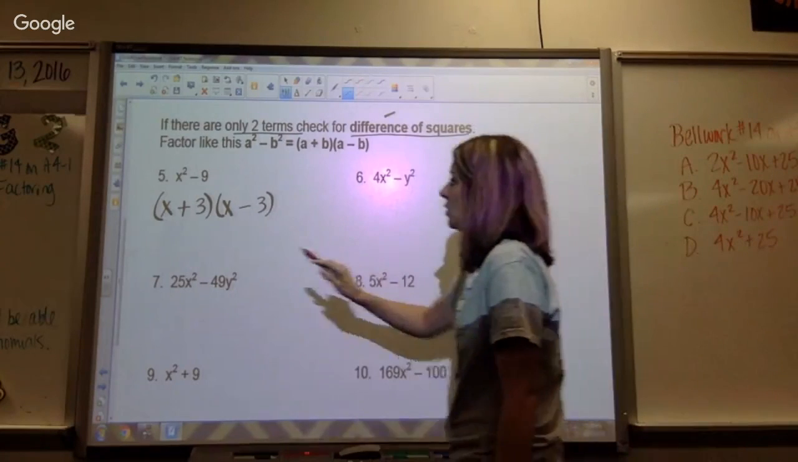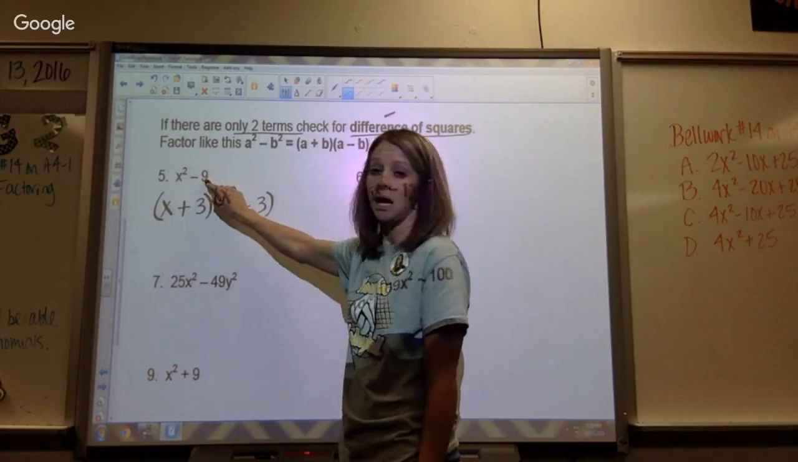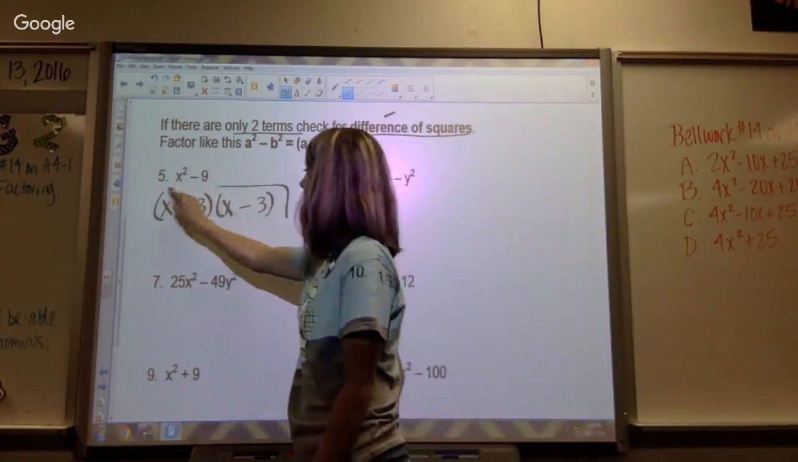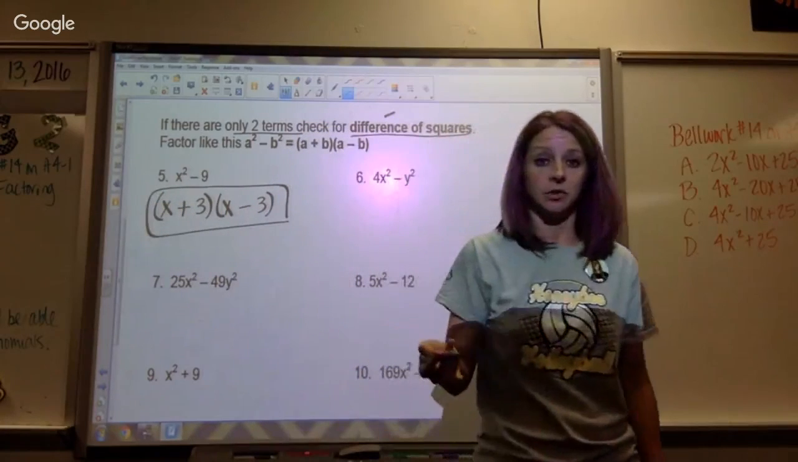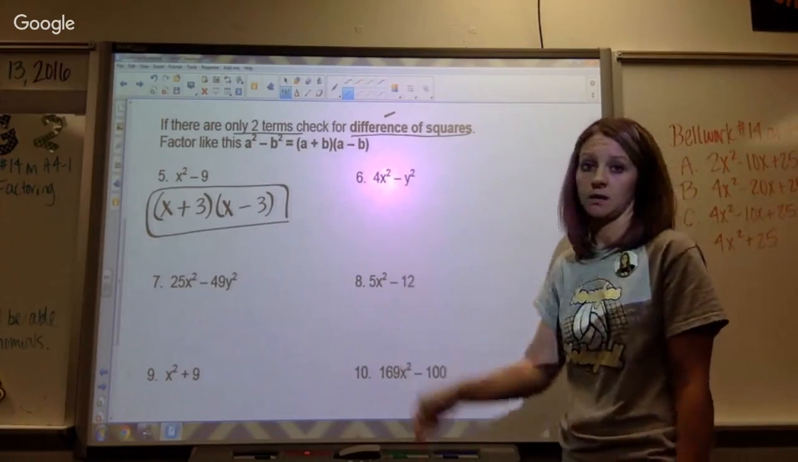If you were to multiply these together like we did yesterday, you should end up getting x squared minus 9. Okay? So again, when you're factoring, you're just rewriting it a different way. It should still be equal. So if you were to multiply, it should give you back the x squared minus 9.